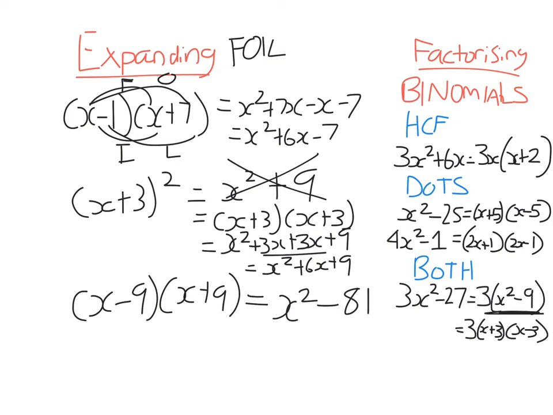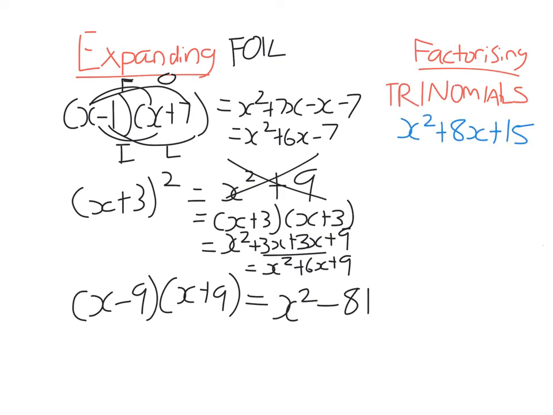So please pause and copy this down if you need, because I'm going to rub out the binomials and show you how to do trinomials. So trinomials are when we have three terms. What you need to do is find two numbers that multiply to the constant term, add to the coefficient of x. So two numbers that multiply to 15 and add to 8 are 3 and 5. So we just put them in the brackets like this.